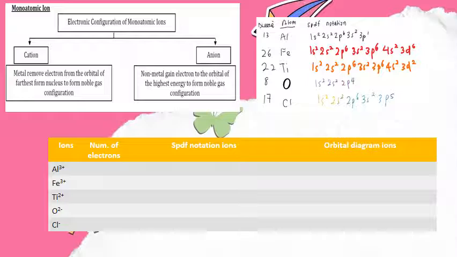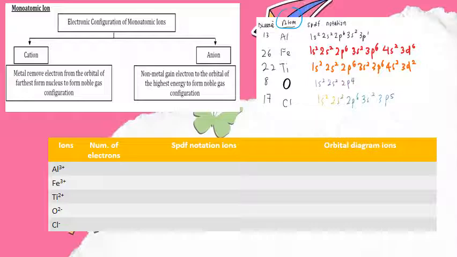So let's see the example dekat sini. Dia minta pada you untuk write the electronic configuration for aluminium ion, ferrum 3+ ion, titanium ion, oxide ion dan juga chloride ion. Okay, before kita menulis electronic configuration untuk ions, I suggest pada you all supaya tulis dahulu electronic configurations untuk atoms. Selalunya bila kita tulis electronic configuration untuk atom dahulu, kita tak akan salah bila kita tulis SPDF notations untuk ions.